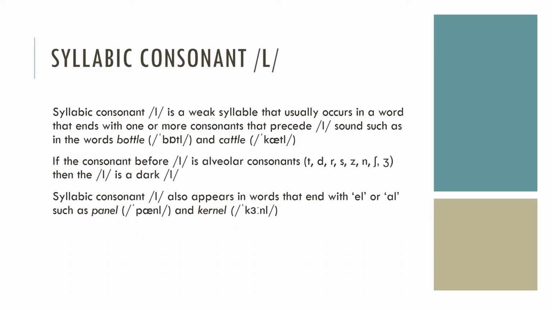So what are the consonants that can be syllabic consonants? The first one is the consonant L. Syllabic consonant L is a weak syllable that usually occurs in a word that ends with one or more consonants that precede the L sound, such as in the words bottle and cattle. If the consonant before L is an alveolar consonant, then the L is a dark L. Syllabic consonant L also appears in words that end with the letters EL or AL, such as panel and kernel.